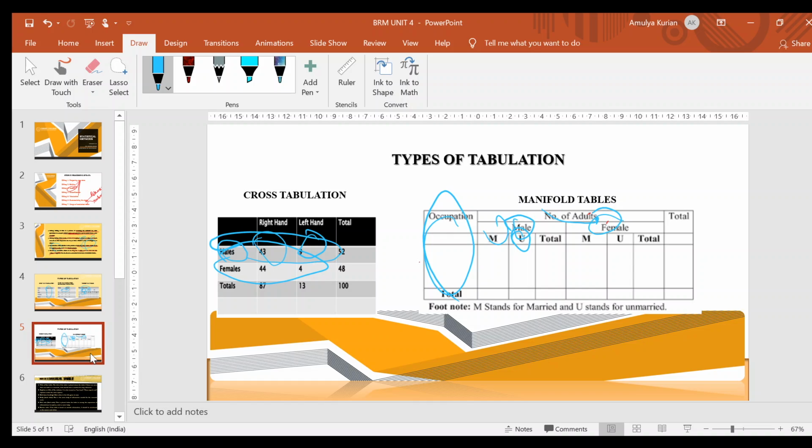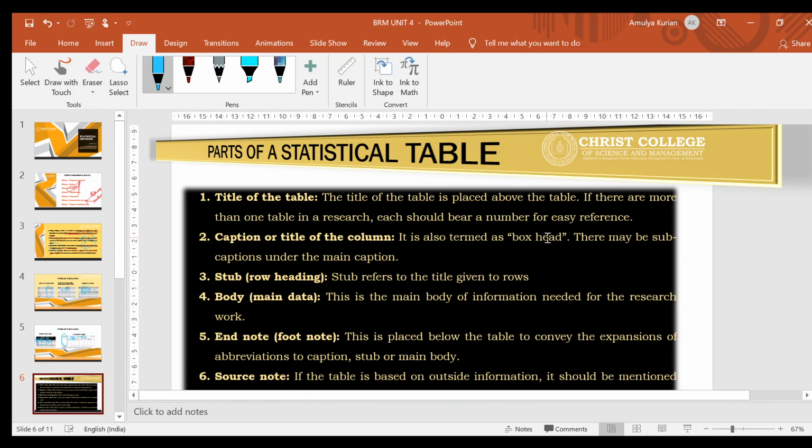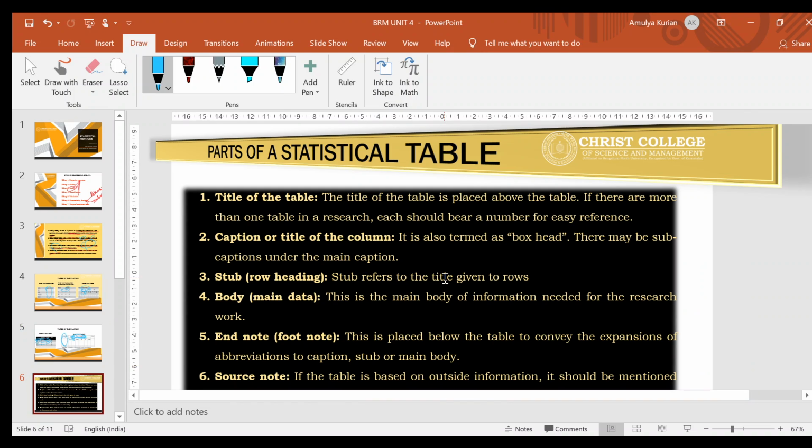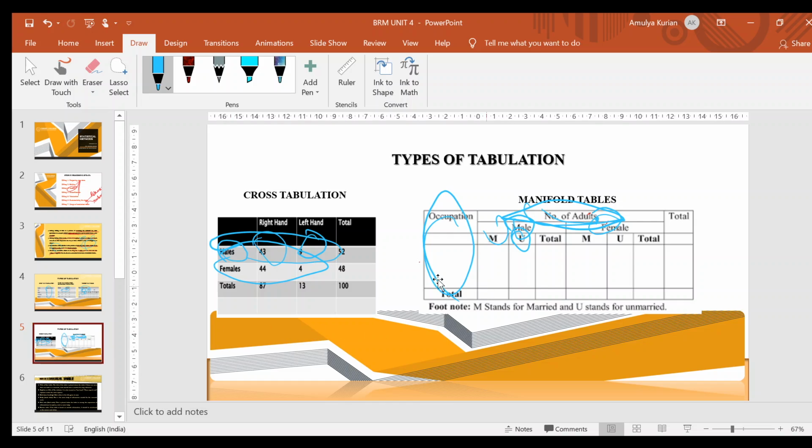Now, what are the different parts of a table? The different parts of the table are: the title of the table, which is placed above the table; the caption or title of the column, which will appear on top of the column. For example, number of adults is the main column heading, which is called the caption or title of the column. Then there will be row headings, which are called stubs. Stubs refers to the title given to the rows. And there is something called the body, which will fall here. Okay. So that is the body of the table.